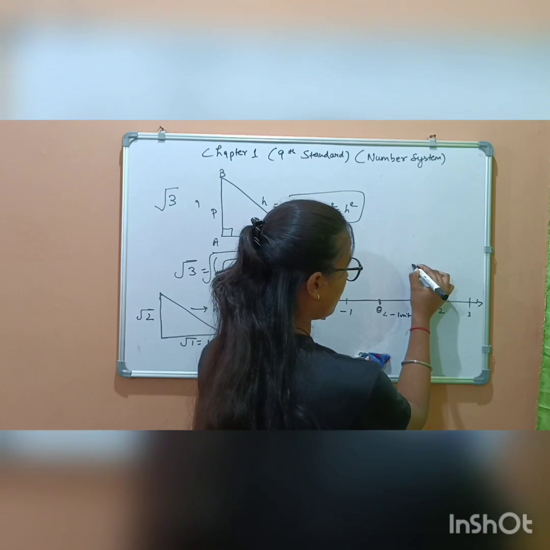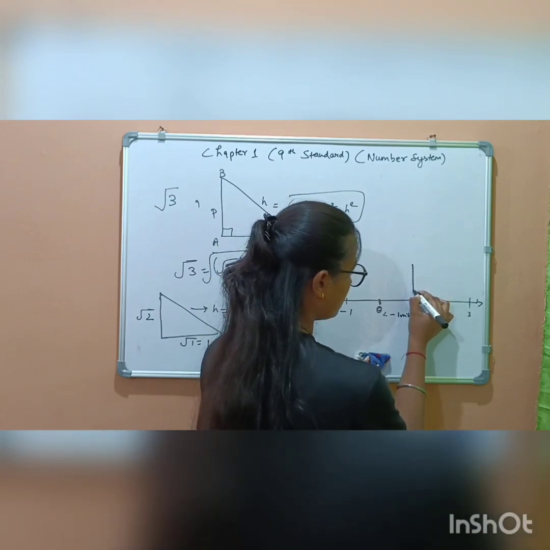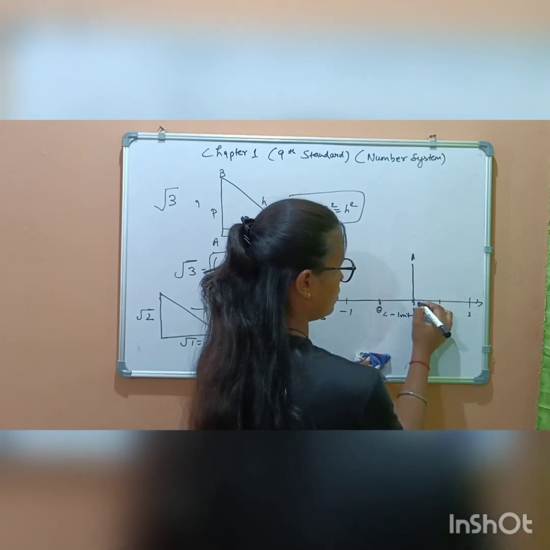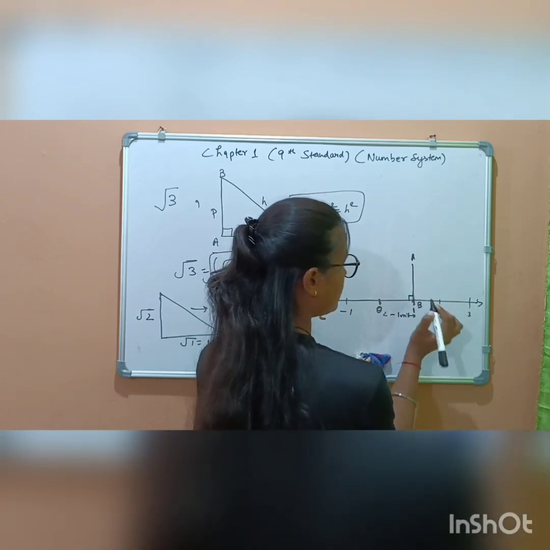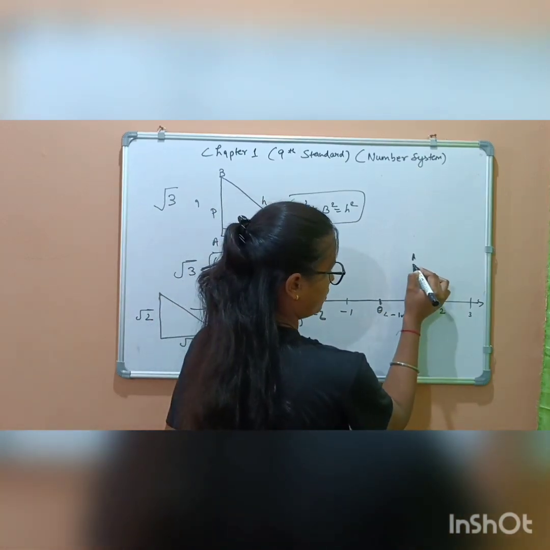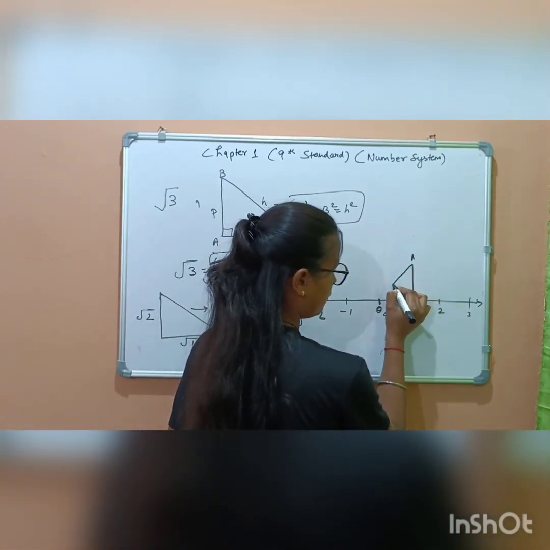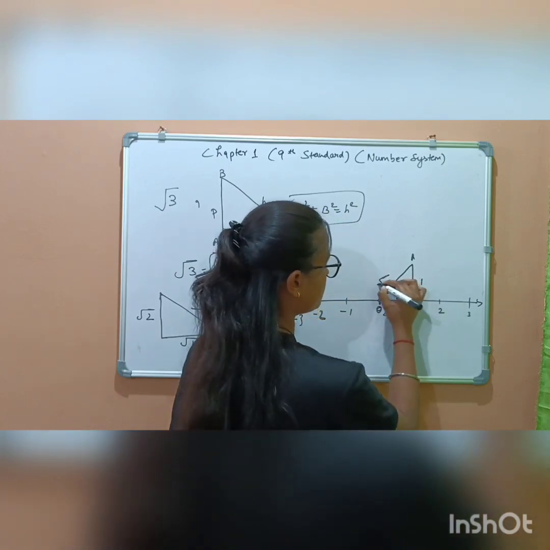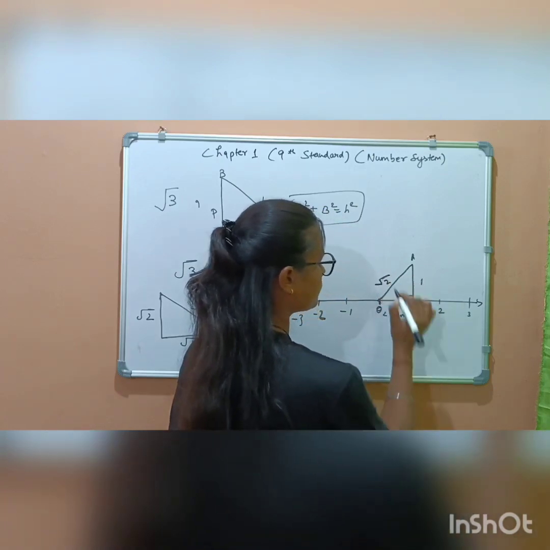Now again draw a 1 unit perpendicular from this point A to this point B. This is 90 degree. Clear? And join this from this. Now this is 1 unit, this is 1, this is 1. So obviously this will be root 2 by Pythagoras theorem. Okay.